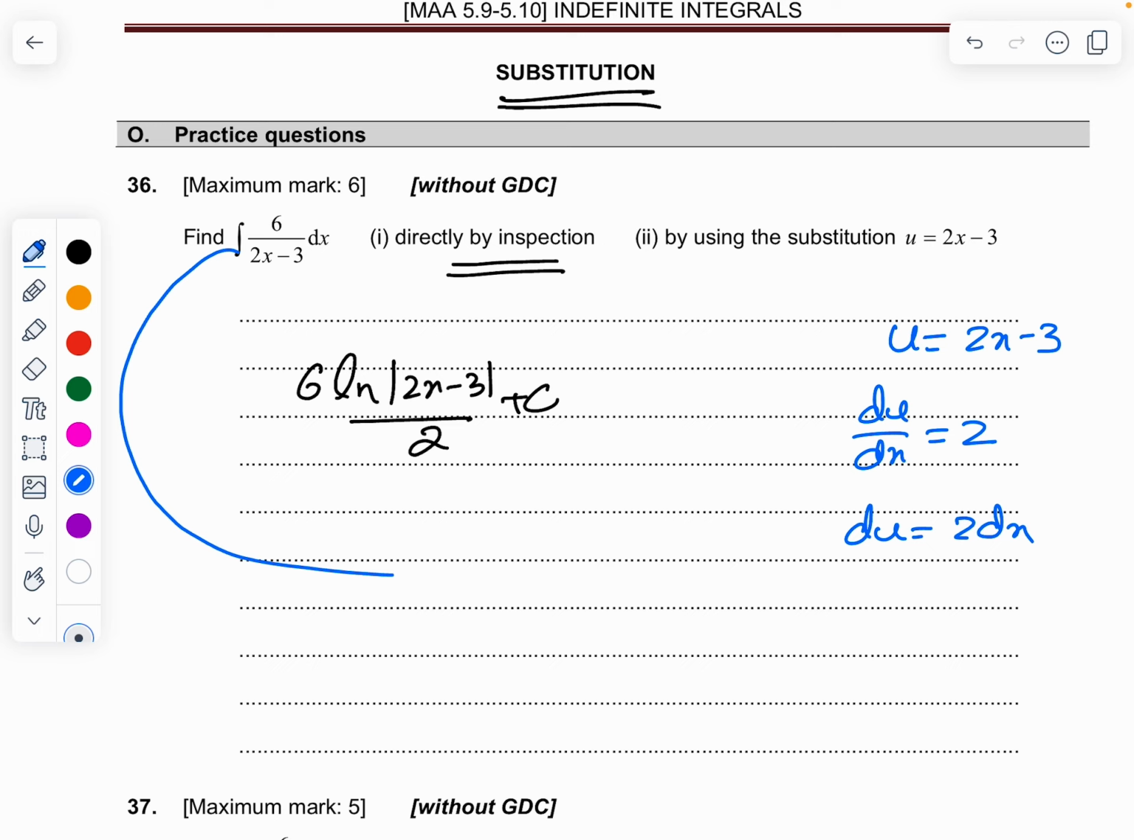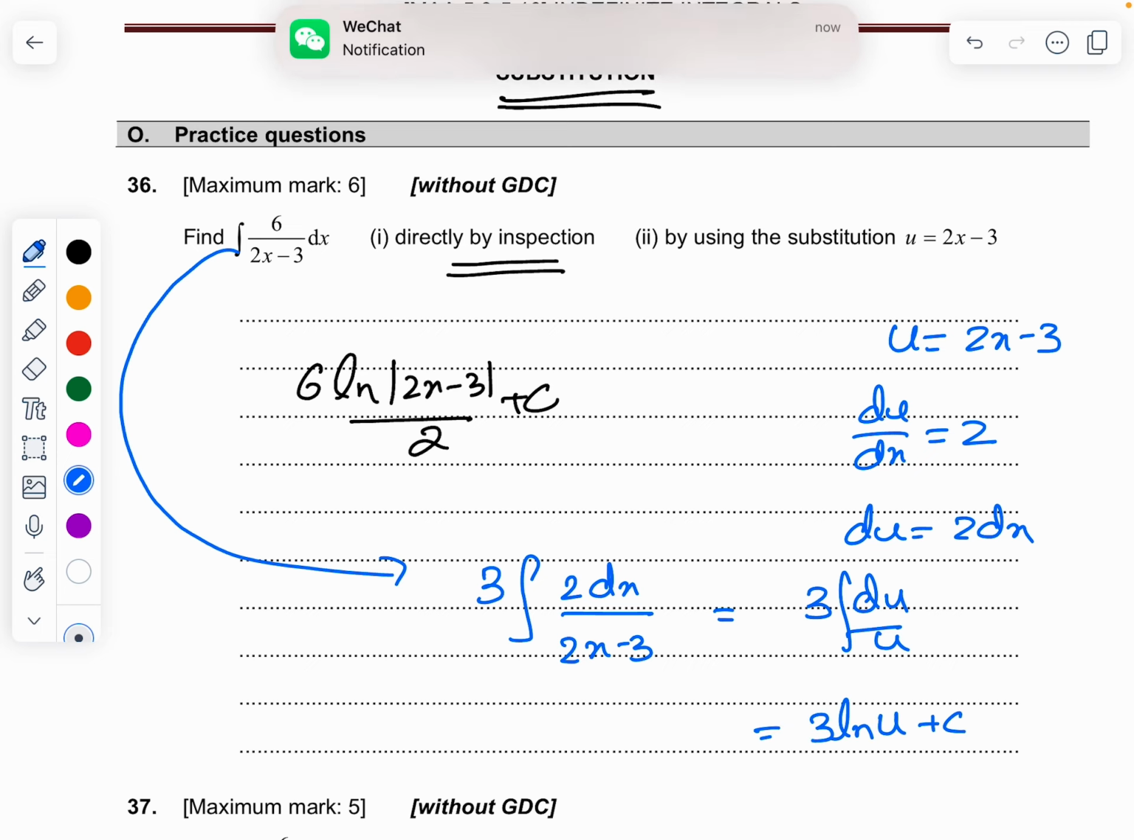So now what does that become? 6 can be written as 3 times 2 dx divided by 2x minus 3. 2 dx is nothing but du, and u. So 1 upon u integral is ln u plus c. So it becomes 3 ln of 2x minus 3 plus c.